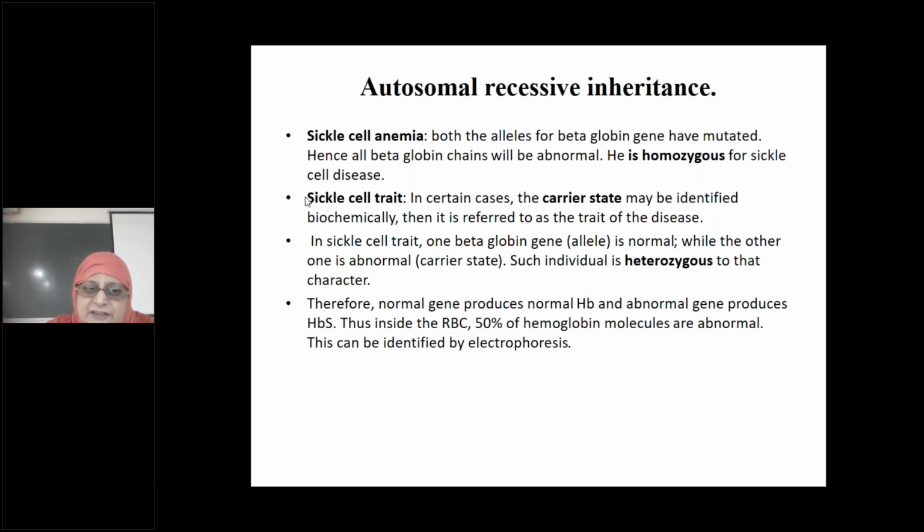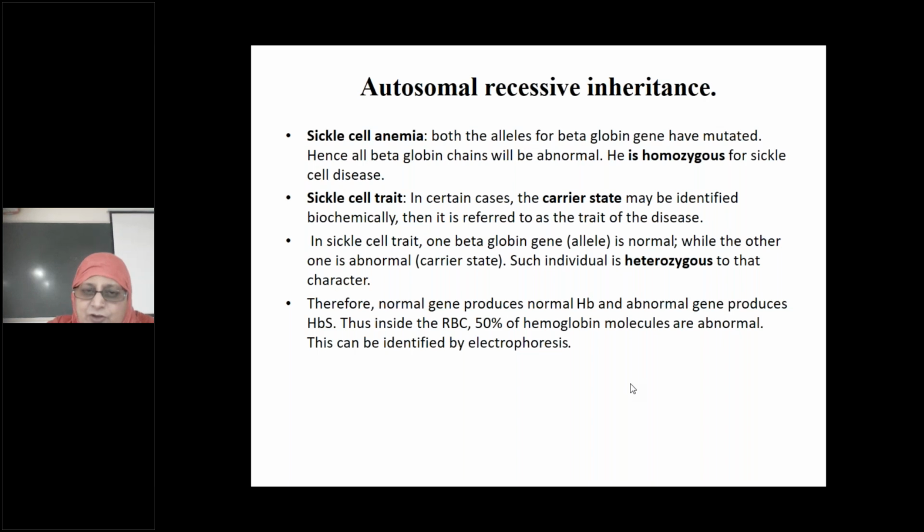But we also have a condition that is known as sickle cell trait. In certain cases, the carrier state may be identified biochemically and it is referred to as the trait of the disease. So in this sickle cell trait, one beta globin allele will be normal while the other one will be abnormal. Such individuals are said to be heterozygous. Now the normal gene will produce the normal hemoglobin and the abnormal gene will produce the hemoglobin S. So that means that in the RBC, 50% of the hemoglobins will be abnormal and 50% will perform the normal function. And this type of disease can be identified by means of electrophoresis.